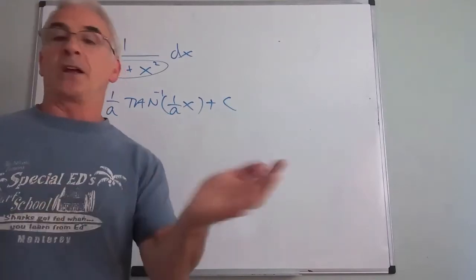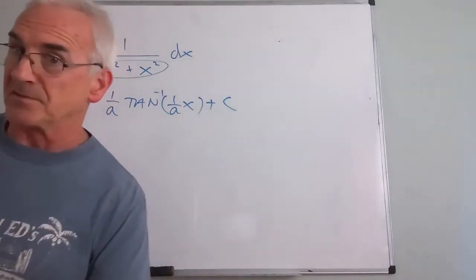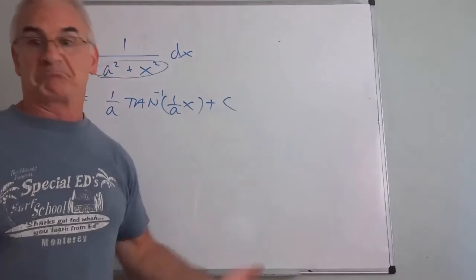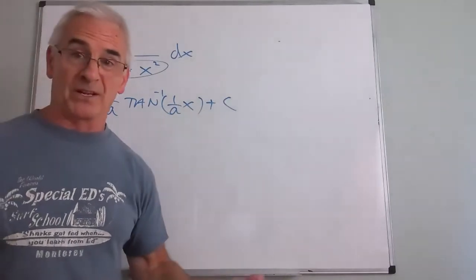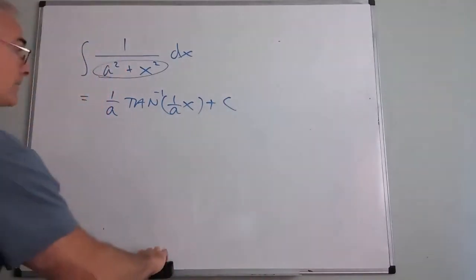But if I don't know any other way of doing it, and I have sums and differences of squares in the integrand, I'm going to do a trig sub. If you see another way of doing it that's easier, you take that way.